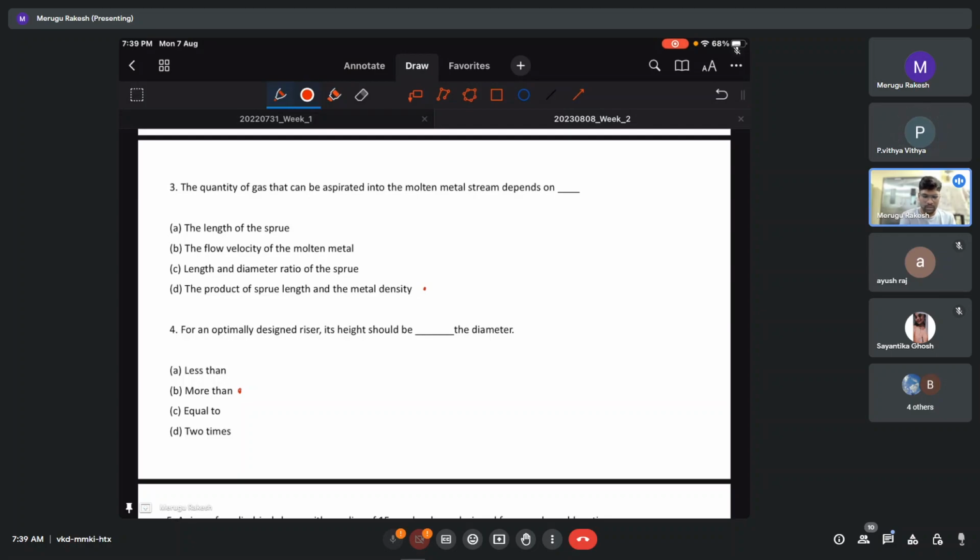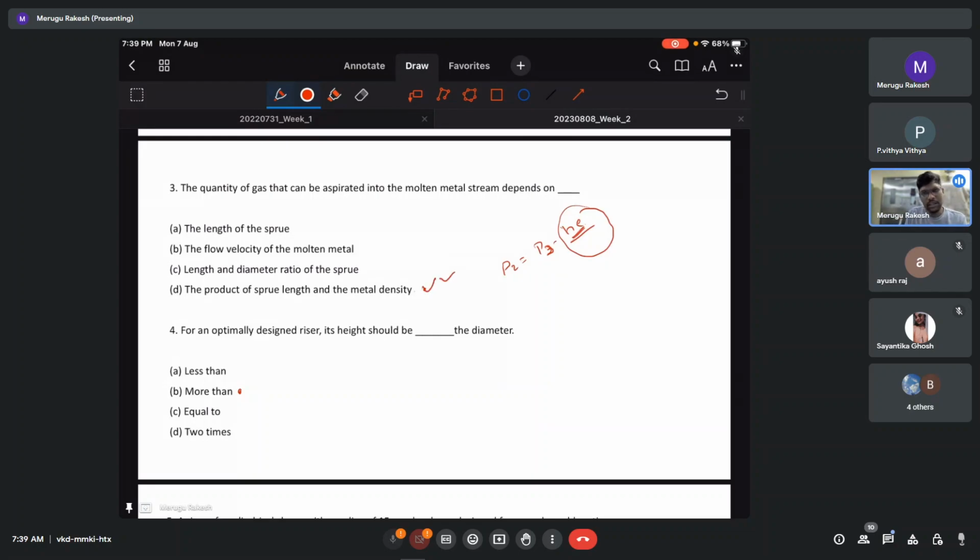Okay. So I think if you remember the derivation regarding this aspiration effect, I have written something like P2 is equal to P3 minus H rho, right? Something like this, if you remember. So this is what they're asking. The quantity of gas that can be aspirated into the mould is nothing but this value, which is the product of the sprue length, that is H, and the metal density. So option D is the correct answer.